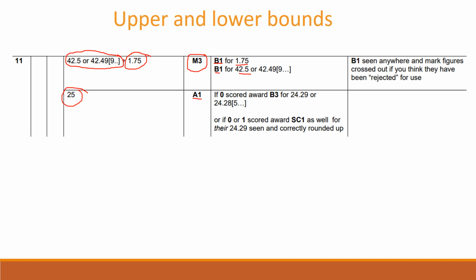There are 3 marks, so B3 for using the answer of 24.29. And there is another method mark for their 24.29 seen correctly rounded up, if you made a mistake or got a different value. There is also a method mark if you've marked figures crossed out if you think that they have been rejected for use. For example, we didn't use both maximum and minimum values. We only used 1 maximum and 1 minimum. The other maximum and minimums we just rejected. We didn't need those in the question. So for rejecting those, you could get a method mark for doing that.